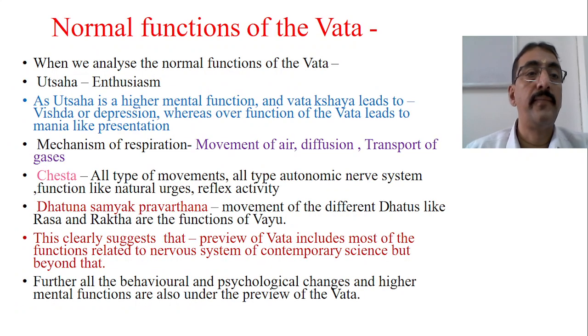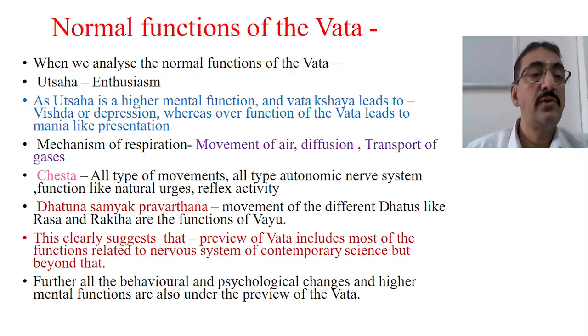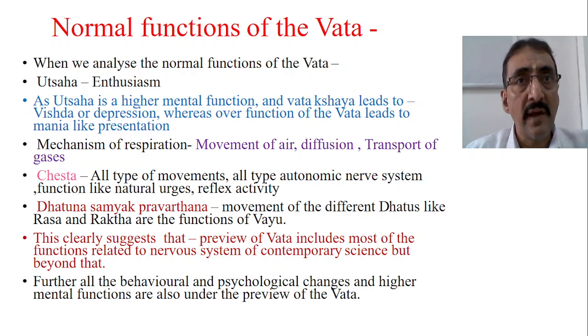Now when we analyze the normal functions of the Vata, Utsaha refers to enthusiasm. Utsaha is a higher mental function, and Vata Kshaya leads to Vishada and depression, whereas over-functioning of the Vata leads to a mania-like presentation. We know that. Utsaha is the normal function; Ati Utsaha sometimes leads to a condition like mania, whereas Utsaha Kshaya leads to depression. So this is basic Utsaha, enthusiasm or activity. Whatever you consider it, it is one of the basic functions of the Vata.